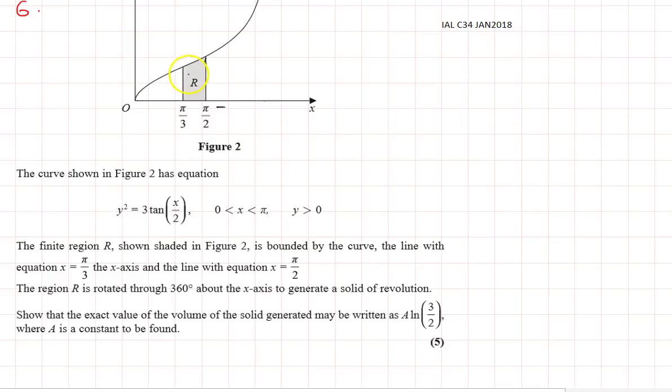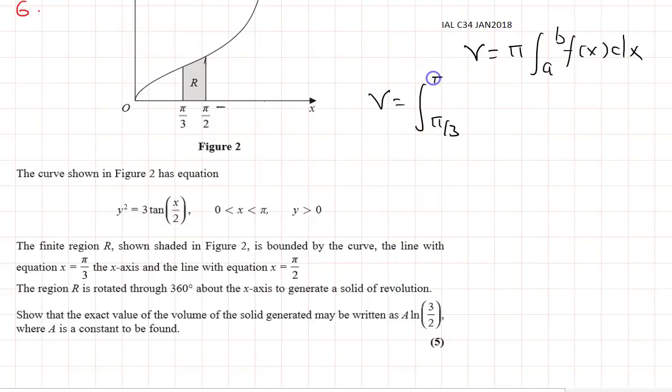by the revolution of this area. So we know the volume is pi integral from a to b of f(x) dx. So the volume will be pi, where a is pi over 3 and b is pi over 2, integral of tan(x/2) dx.